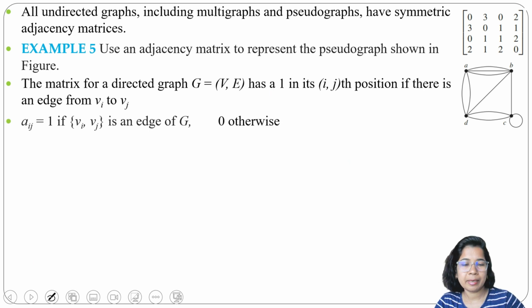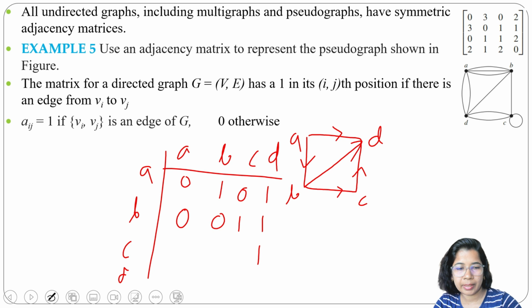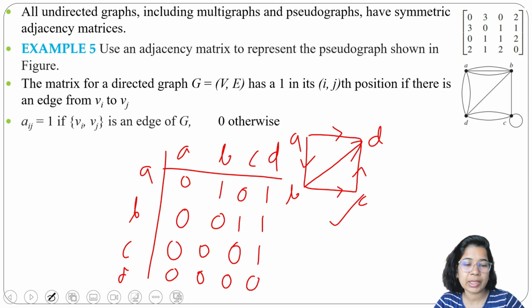Let me take a small example. A to D there will be an edge, A to B there will be an edge, A to A and A to C are 0. Next B to C 1 and B to D 1, B to A 0, right? A to B there is an edge, but B to A 0. Next for C, C to D 1, rest all 0. Next for D, all are 0, all are incoming edges. So this is the adjacency matrix representation for this directed graph. We are considering just the out degree, not the in degree. Just the outgoing edges, not the incoming edges.